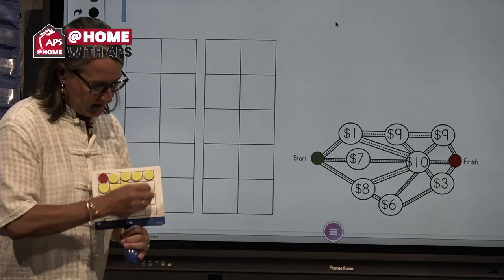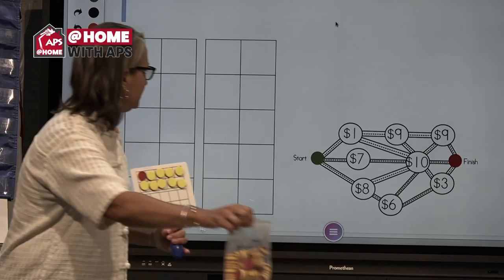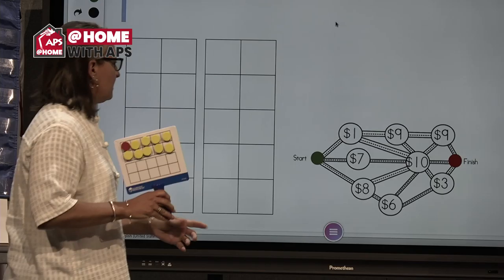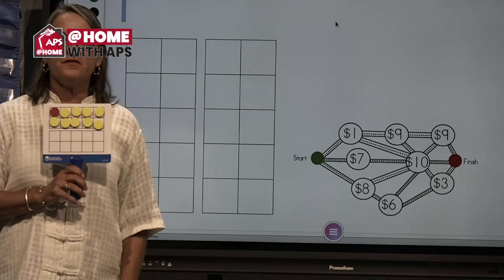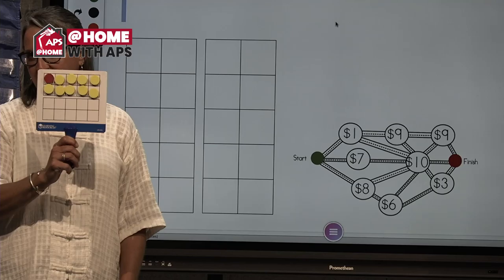There it is. So we've got 1 and 9 is giving us 10. So we still have plenty more room. And if we follow the route, 1, 9, 9, are we going to reach the finish without going over 20? Look at my frame to think about it. You betcha we are, right?